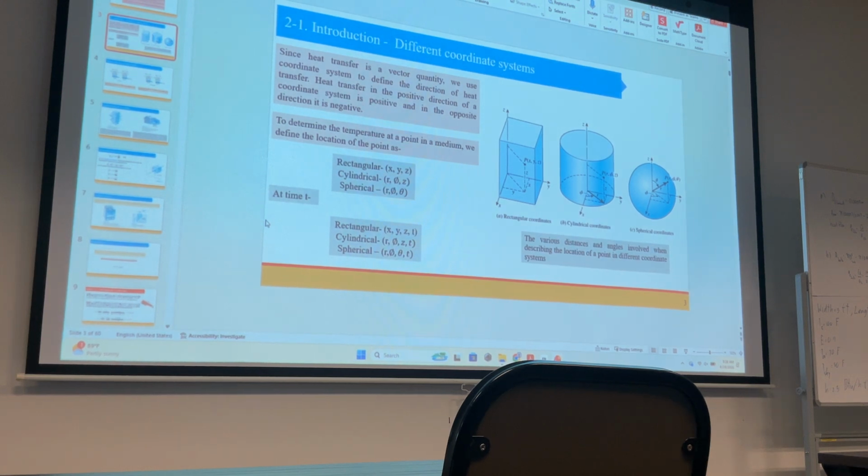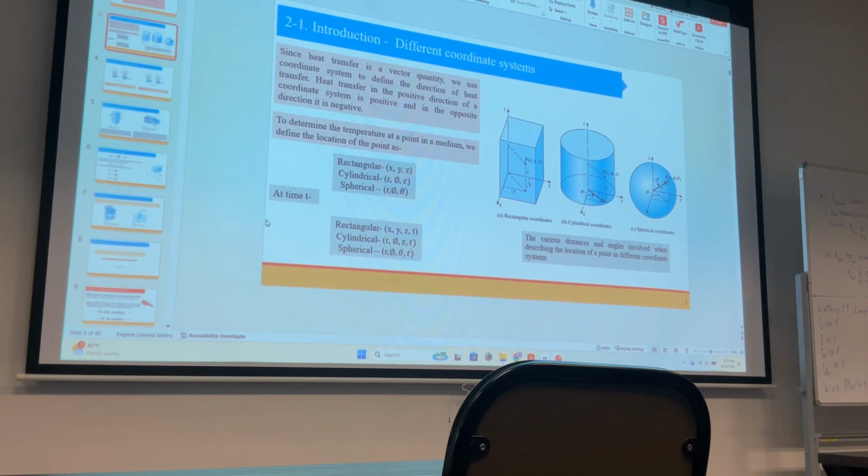To determine the temperature at a point in a medium, we define the location of the point, so we basically have three coordinates. If you want to study heat transfer in this type of a bottle, you can assume it as a cylinder, right? If you want to study heat transfer in this wall, you can consider it as a rectangle, right? So any sort of shape in the universe, you can use any of the three coordinates, okay? Like I said, we are not making a complex model, we are going for a simple model. So we can assume any object in one of these three coordinate systems.